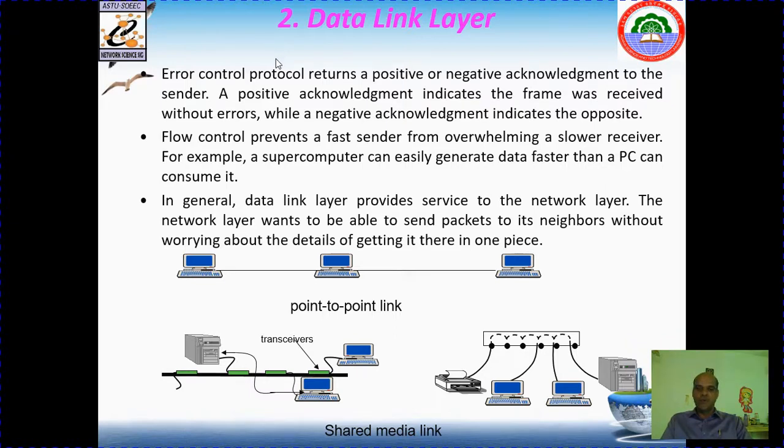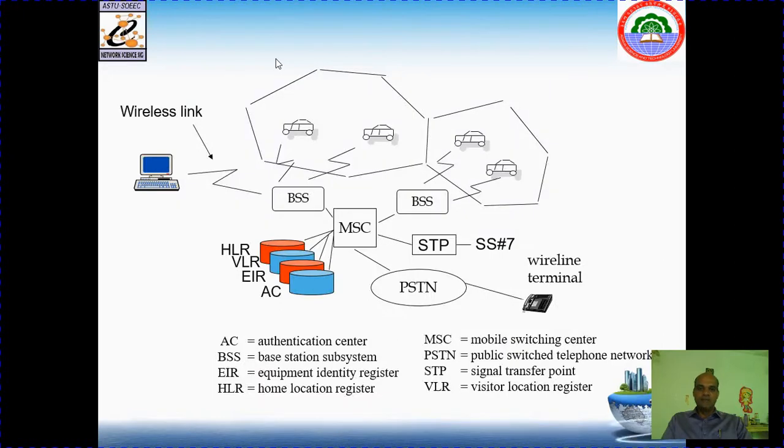To overcome this problem, whatever services are provided by the data link layer have to be passed on to the network layer. The network layer wants to be able to send packets to its neighbors without worrying about the details of getting there in one piece. So it doesn't check what the data type is.